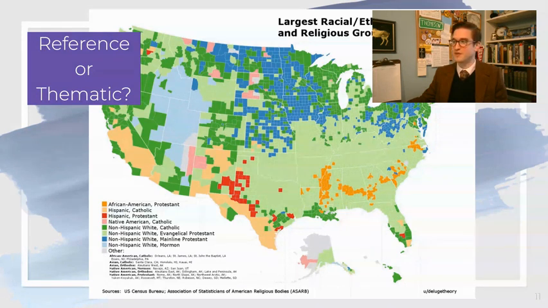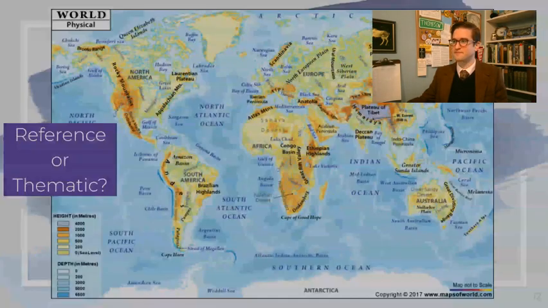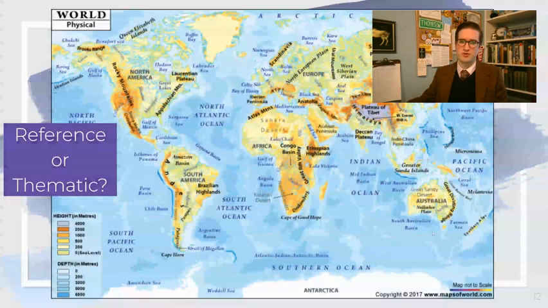It's a thematic map. It is telling you a story about religion, race, and ethnicity in America. It's an interesting map, too. A lot of things you could look at there. Is this a reference map or a thematic map?